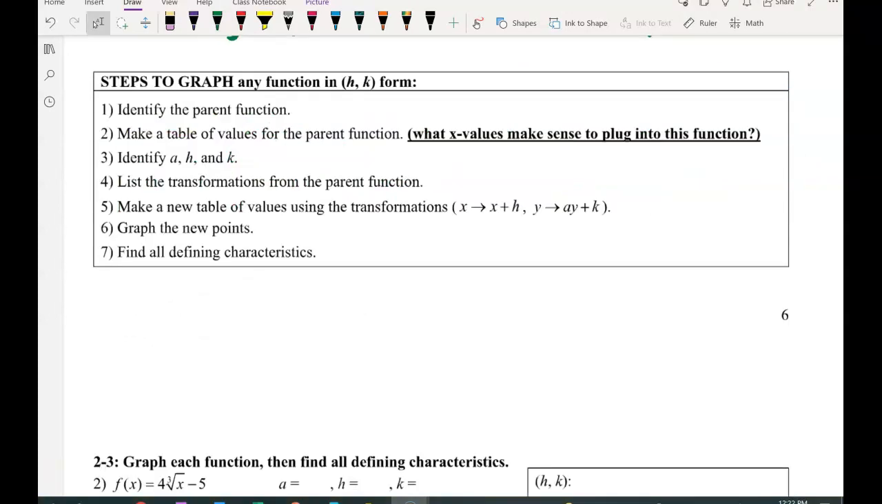Steps to graph any function in HK form. So guys, these are very similar to the previous. First we want to identify the parent. Is it cubic? Is it reciprocal? Is it radical? And so on. Then make a table of values for the parent function. Once you have identified A, H, and K, we now want to use those to transform your table. You will be asked to make a list of your transformations. Then once you have your transformed table, we are going to use it to plot. And then, of course, you need to identify or find all of the characteristics.